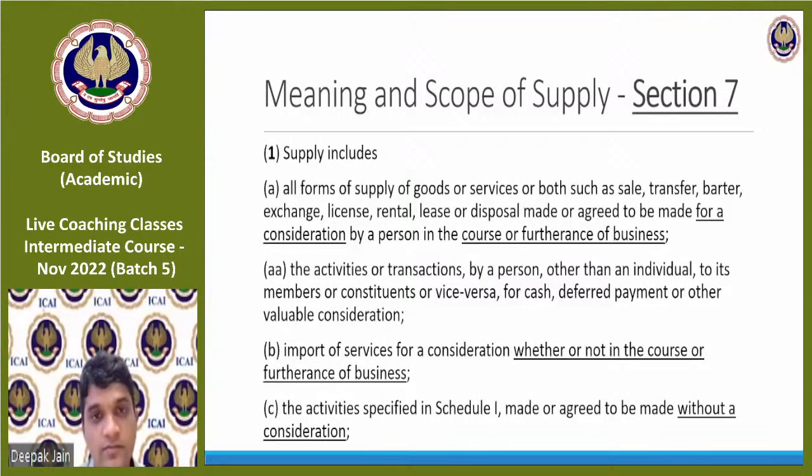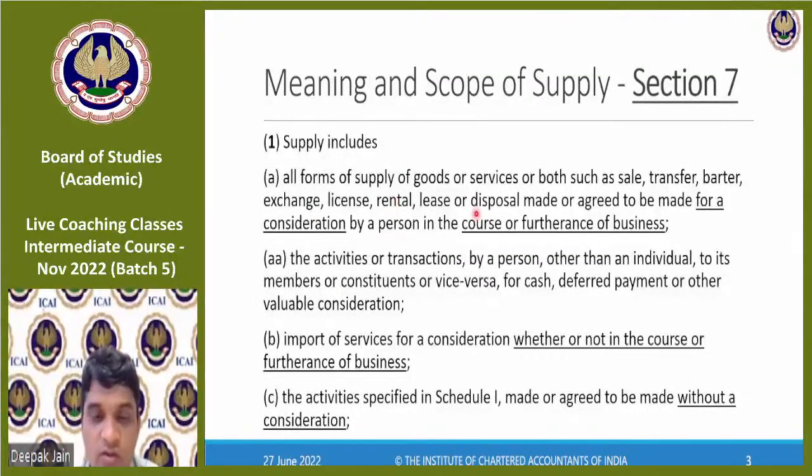Okay, good. So we understood this clearly. Supply includes all forms of supply of goods or services such as sale, transfer, barter, exchange, license, rental, lease or disposal made or agreed to be made for a consideration by a person in the course or furtherance of business. Then section 7(1)(aa) is specifically on associations. Then 7(1)(b) is importation of services, which is for a consideration, whether or not in the course of furtherance of business. Then activity specified in Schedule 1, which should be in the course of furtherance of business, but it could be made without a consideration.